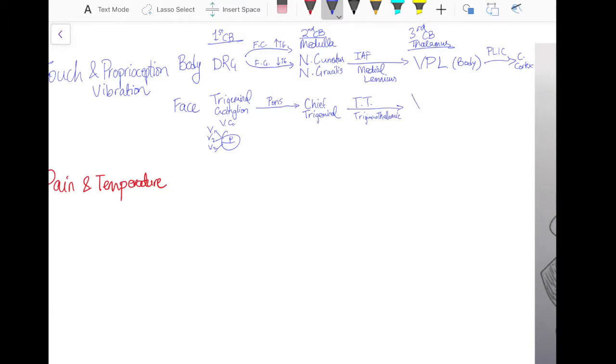It will reach the VPM, which I said will be in the thalamus for the face, for touch, proprioception, pain, and temperature. After that, once again, it will go into the PLIC, to the cerebral cortex, following the homunculus where the face is. Now, talking about the pain and temperature, we will start once again for the body and the face. So body will start just like our touch in the dorsal root ganglion. It will go through the dorsolateral sulcus.